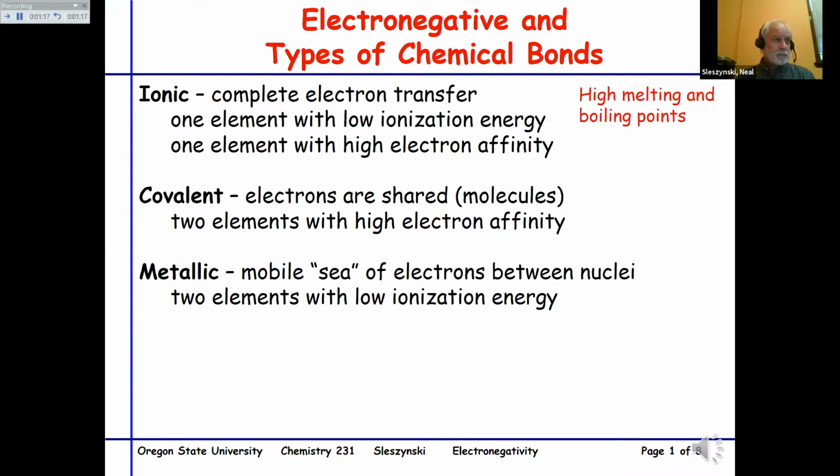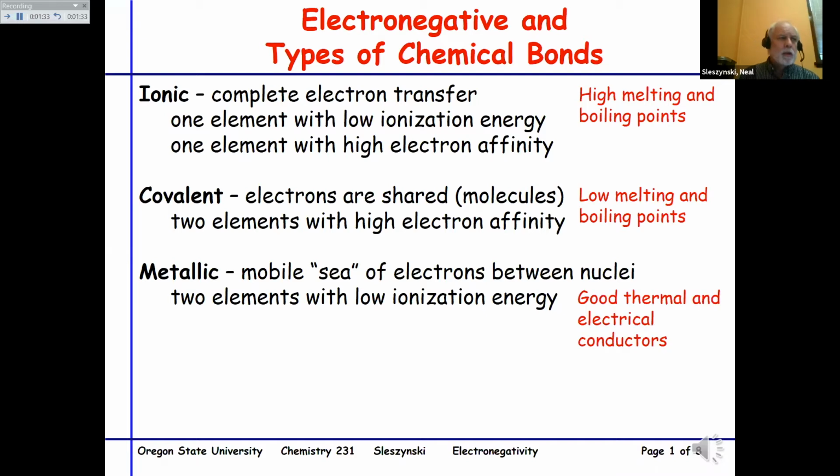solid. When we take a look at the physical characteristics of compounds that have these types of bonds, we find that ionic compounds typically have very high melting and boiling points. Covalent compounds have low melting and low boiling points. And metallic compounds have both good thermal and good electrical conductivity. All of these concepts are based on valence electrons.